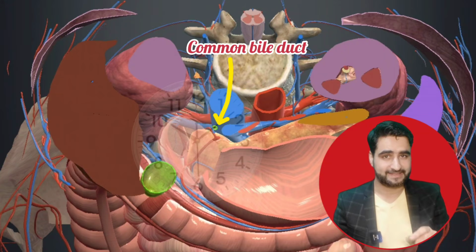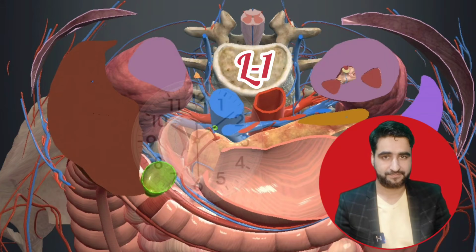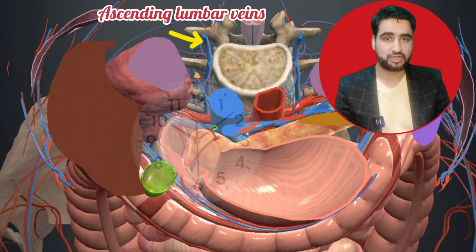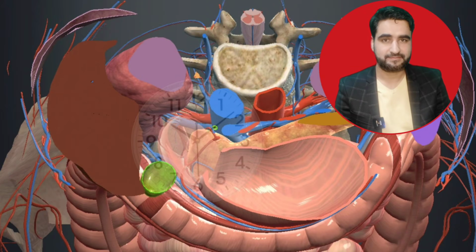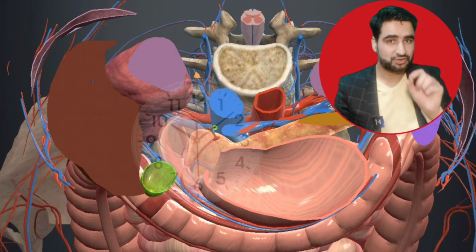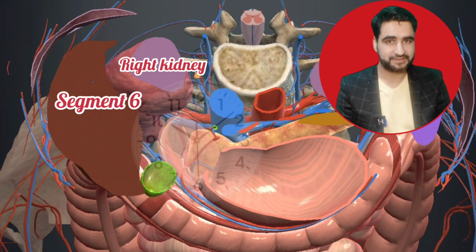The common bile duct, which is nearest to the duodenal wall, the inferior vena cava, and the body of the first lumbar vertebra. Further straightening the transducer brings you to the 12 o'clock position, where the ascending lumbar vein appears adjacent to the vertebral body. Continuing to rotate the big wheel away from you reaches the 10 and 11 o'clock positions. At this location, you will visualize the right kidney and segment 6 of the liver.